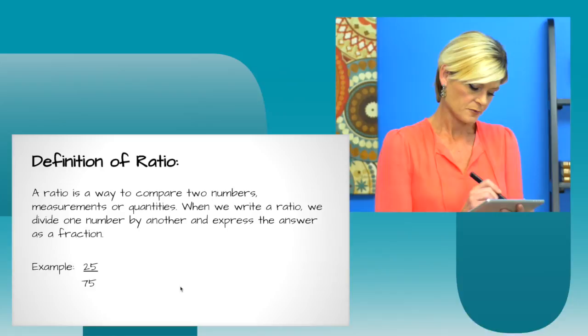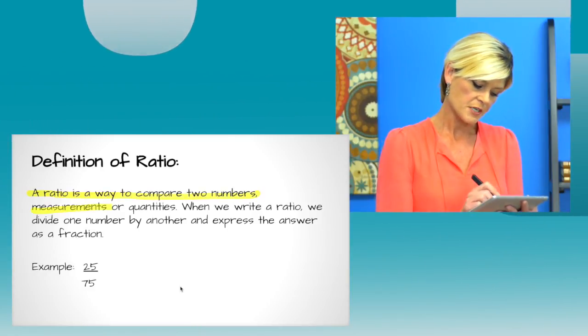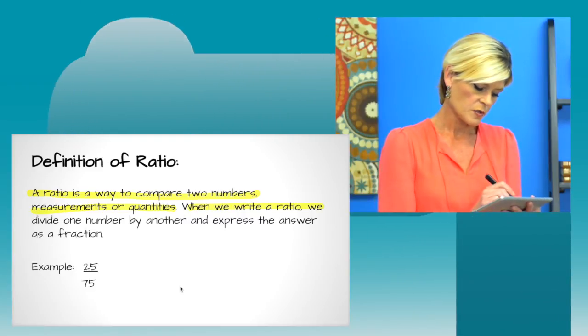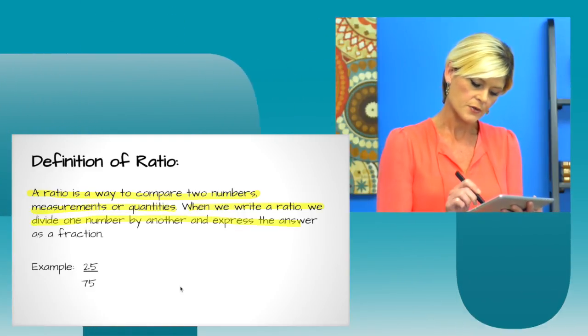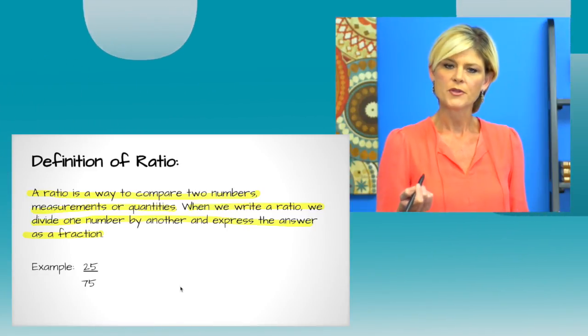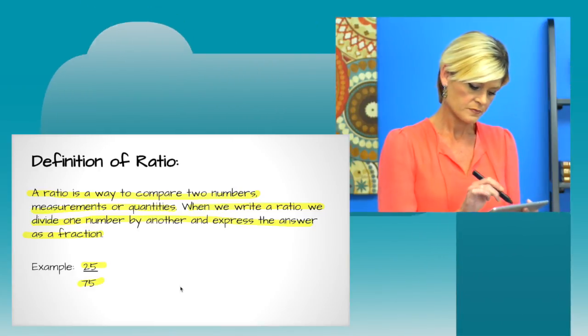So let's start with the definition of a ratio. And you might want to write this down. A ratio is a way to compare two numbers, measurements, or quantities. When we write a ratio, we divide one number by another and express the answer as a fraction. And the example that I have for you here is 25 to 75.